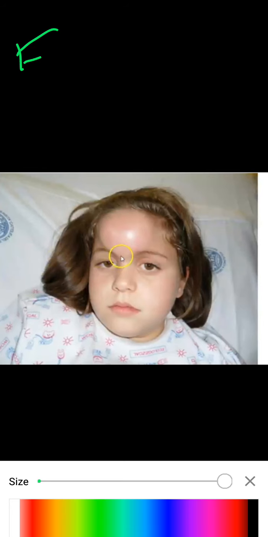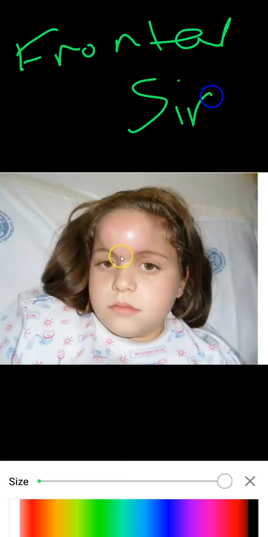First etiology is your frontal sinus. So what happens in your frontal sinus is that any chronic suppuration extends into the subperiosteal region.